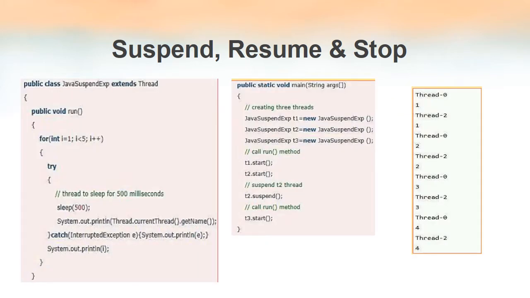We will see an example of how the suspend method works. In this example, we have created one class. The class name is JavaSuspendExp, and it is a child class of class Thread. So Thread is the parent class and JavaSuspendExp is the child class of Thread. So JavaSuspendExp is also a thread.